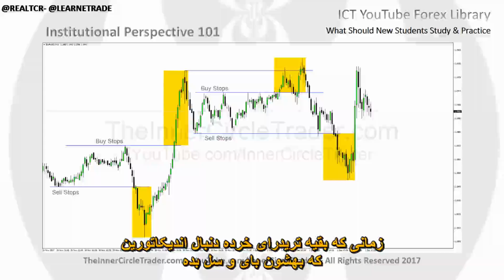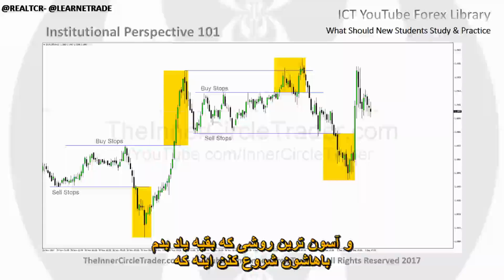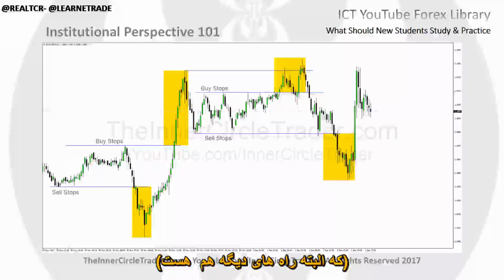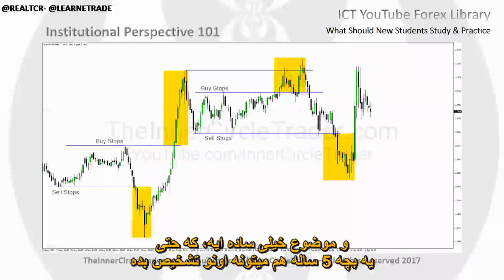So when everyone else in the retail world is looking for indicators to give them buy and sell points, institutions are actually thinking, where are the orders resting right now? And the easiest way I have learned to teach traders to start with, and there are other ways to do this, but as far as I'm going to go in the free content, this is the only one I'm going to teach. It's a very simple one, and literally a 5-year-old can see it in the chart.